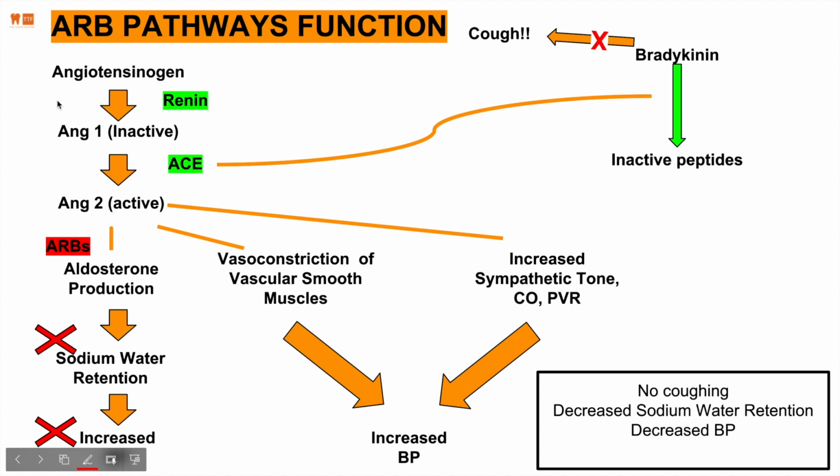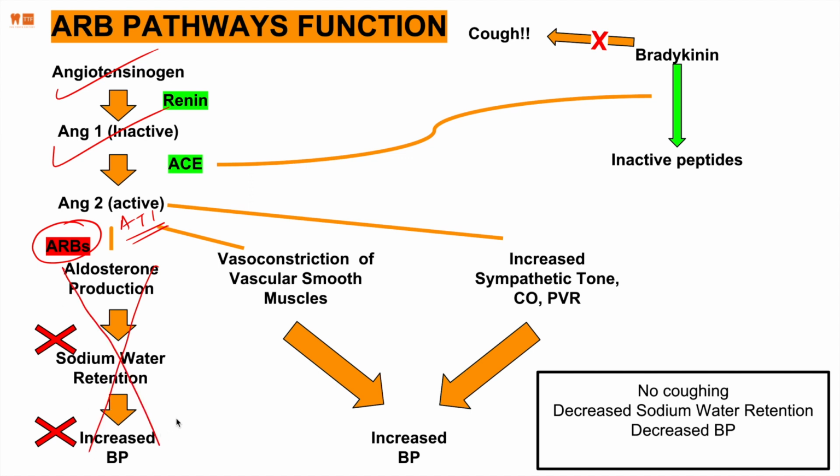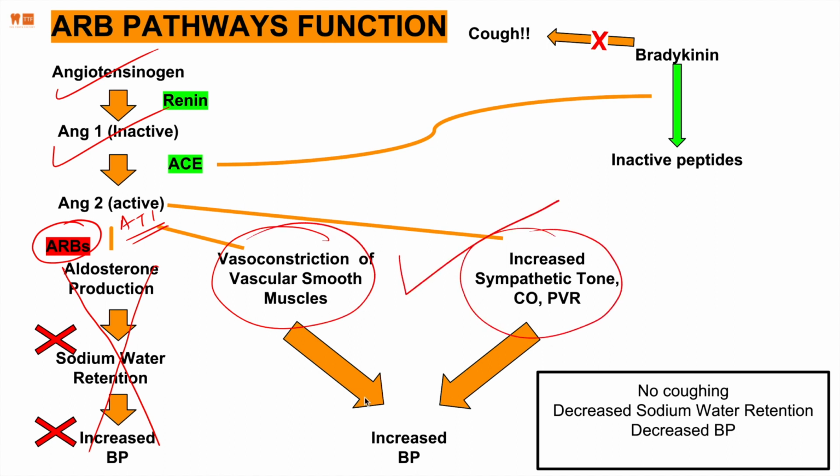What about the ARB pathway? First step, allowed. Second step, allowed. But it blocks the angiotensin receptor blockers, the AT1 receptors. Therefore, there is a blockage of aldosterone activity. But the angiotensin 2 activity on vascular smooth muscle and the sympathetic nervous system is activated. Therefore, blood pressure can still increase via heart and blood vessels.